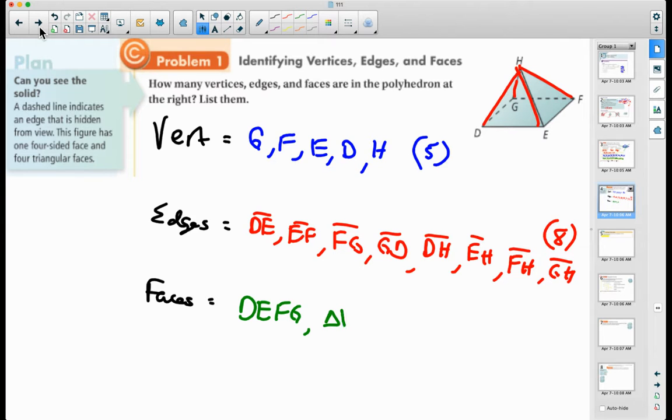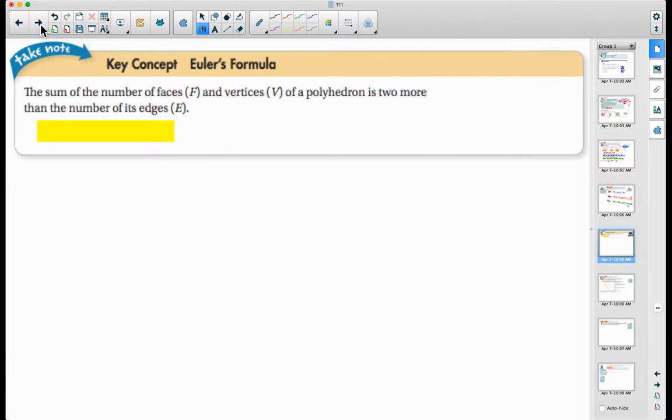and then I have my 4 triangles. So I have triangle DEH, triangle EFH, triangle FGH, and triangle DGH. Okay, for a total of 5. Okay, all right, excellent. Okay, so Euler's formula.